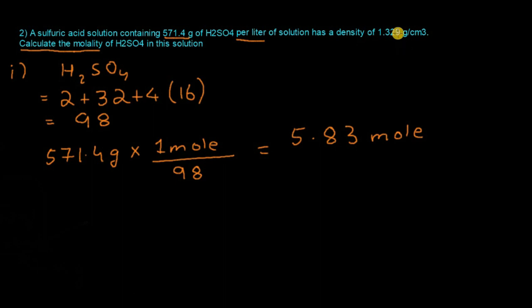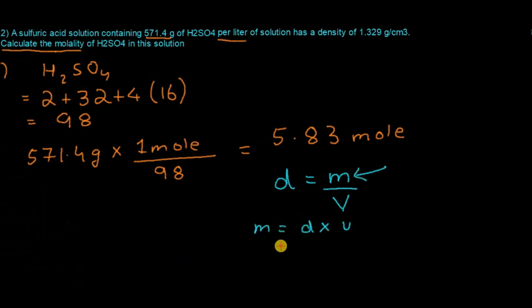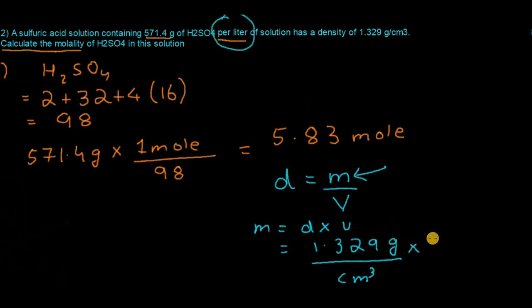They have given that the density of the solution is 1.329. Density is equal to mass divided by volume. So we need to find the mass of the solution. So mass will be density into volume. They have given us the density as 1.329 grams per centimeter cube, and the volume they have given as per liter. So 1 liter will have 1000 centimeter cube. So the centimeter cube units will get cancelled.